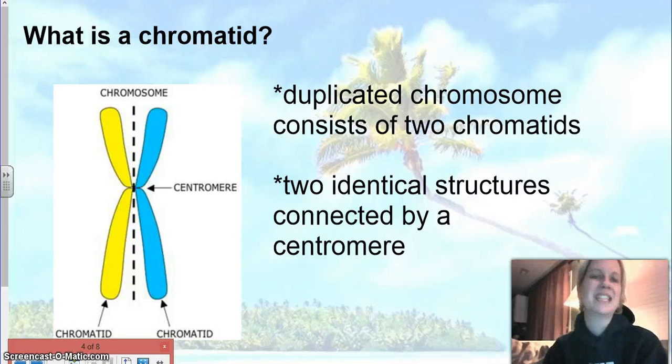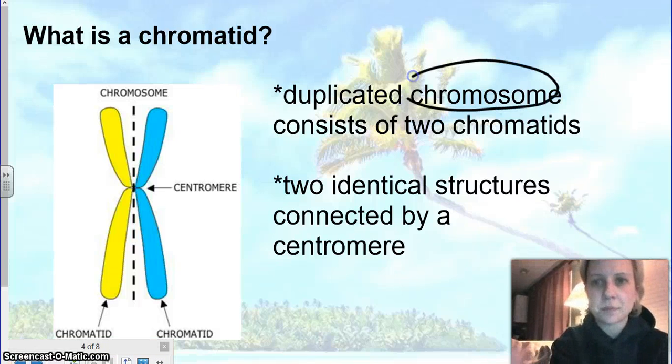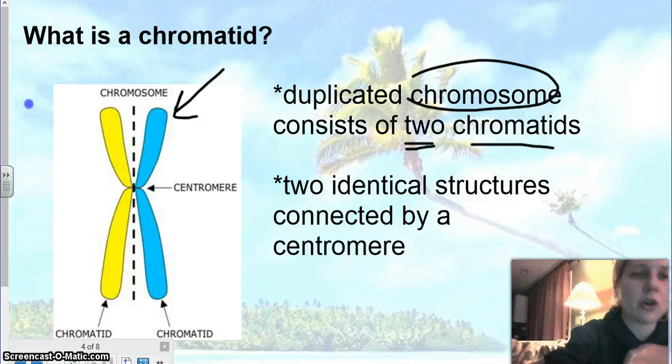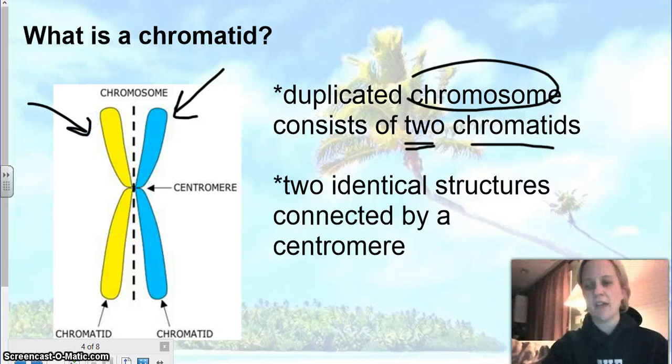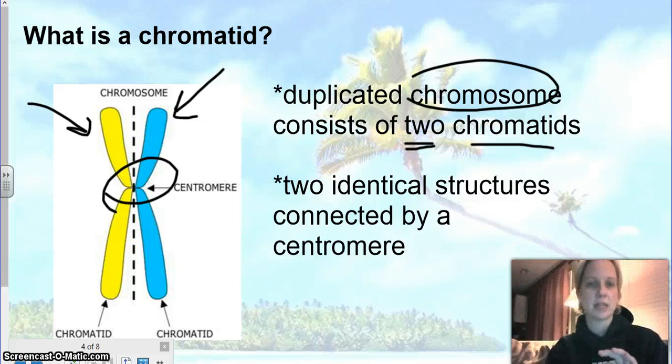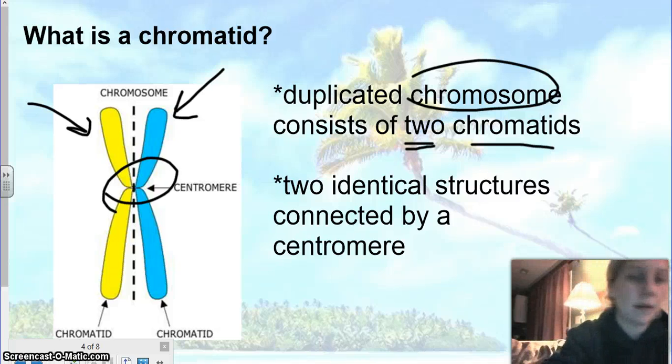All right, a chromatid is going to be a part of a chromosome. So when we think of a chromosome, it's made up of two chromatids. Here's chromatid number 1, which is that blue half, and chromatid number 2, which is the yellow half. And they're stuck together in the middle by something called a centromere. So this whole structure is the chromosome. Yellow is one chromatid, blue is the other chromatid, held together by a centromere. The centromere is going to play a very important role shortly when we actually divide.